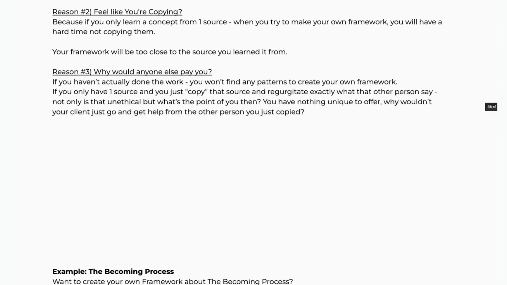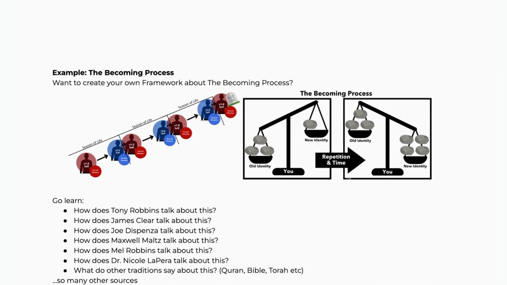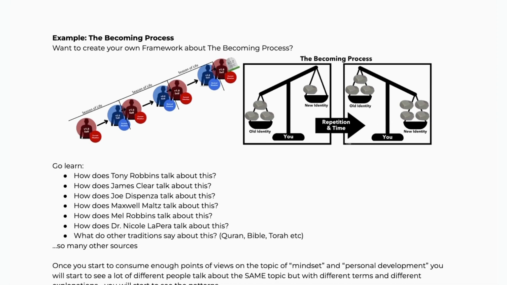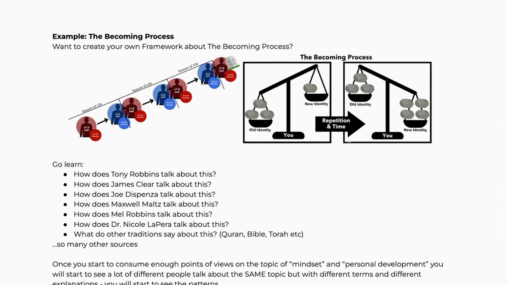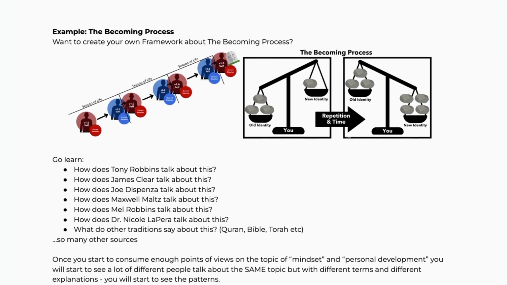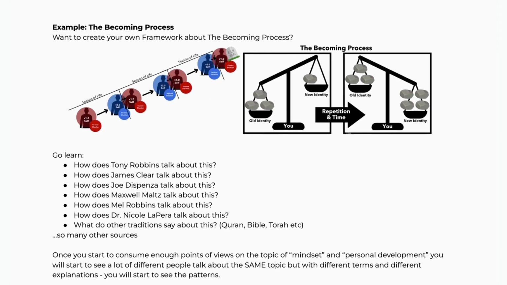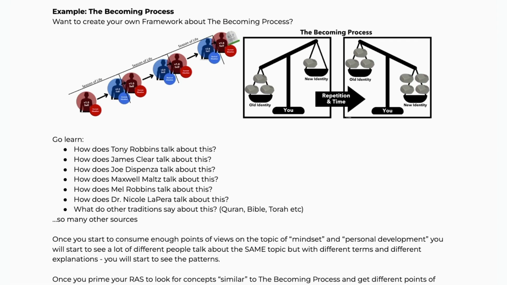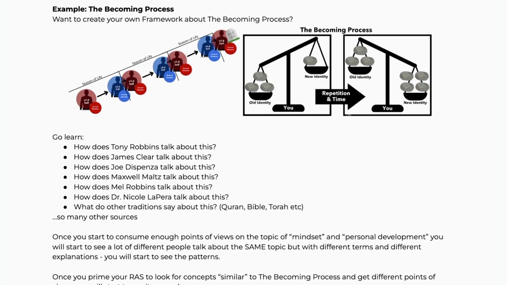Okay. Now, an example of this would be the becoming process, right? Remote Wellness Academy, Remote Wellness, Coach Yassine, we have this becoming process. Now, the becoming process, you look at it and you're like, dang, that's unique. It's different. It's compiled in a way that's really simple. But then when you start to learn about this and you start asking yourself, hey, how does Tony Robbins talk about this? How does James Clear talk about this? How do Joe Dispenza, Maxwell Maltz, Mel Robbins, Dr. Nicole LePera talk about this concept of identity shifting, right? What are other traditional sources, like maybe the Quran, the Bible, the Torah? How are they talking about the concept of identity, right?